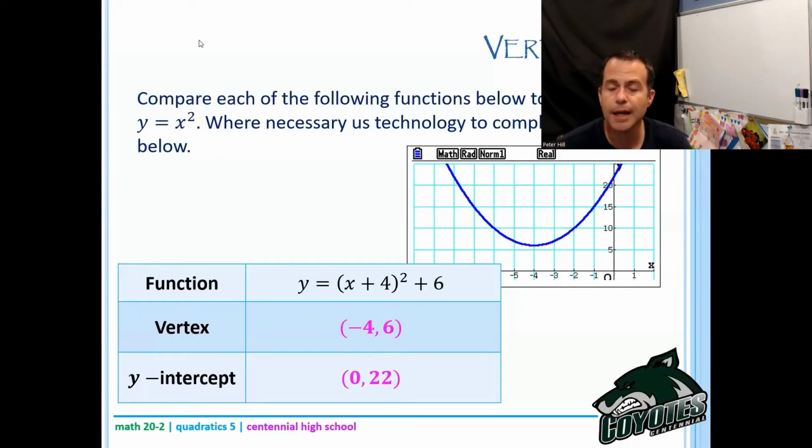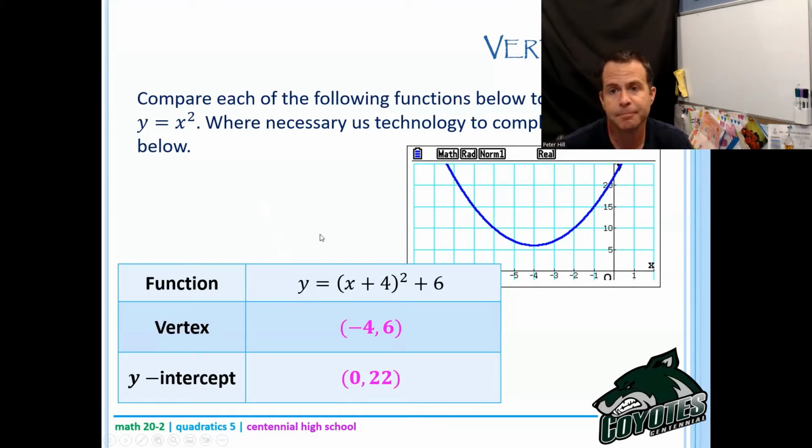Okay, and just as an encouragement, remember we said you should be able to do the y-intercept by hand as well, right? Anytime you're calculating a y-intercept, you're plugging 0 in for x. So if I plug 0 in here, I would get 0 plus 4, which is 4. 4 squared is 16. 16 plus 6 is 22. So you should be comfortable to get that 22 with or without graphing technology help.